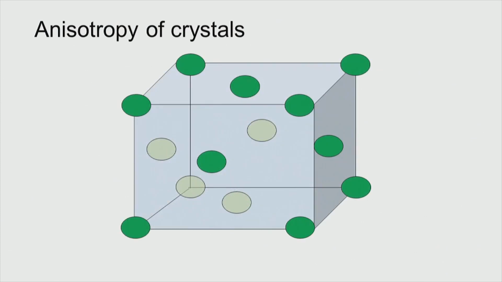One interesting thing is the anisotropy of crystals. For example, let us take this particular crystal. What is this particular crystal? It has in the corners 1 2 3 4 5 6 7 8, and also it has 1 2 3 4 5 6 in its faces. So, that is called face centered cubic.